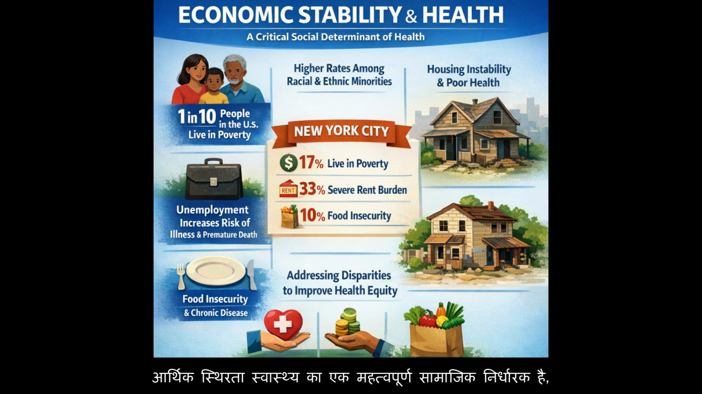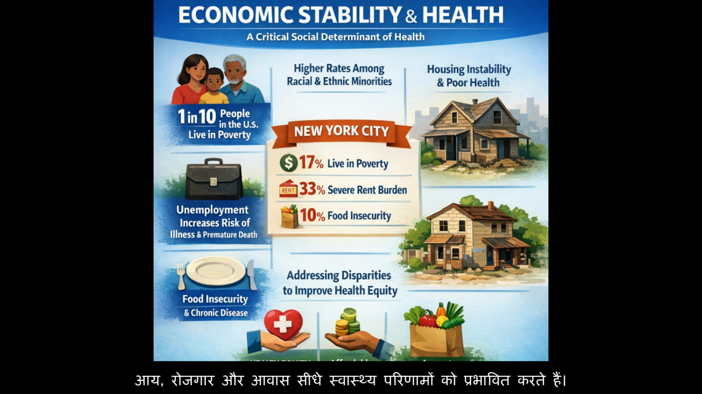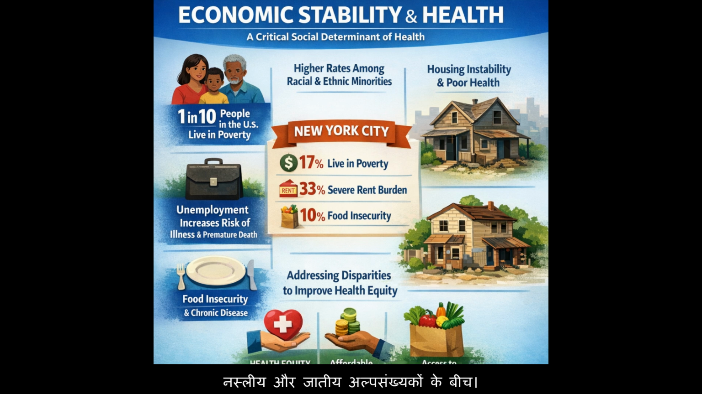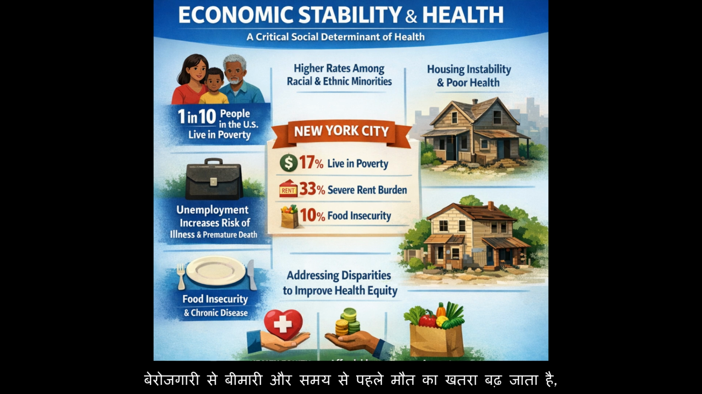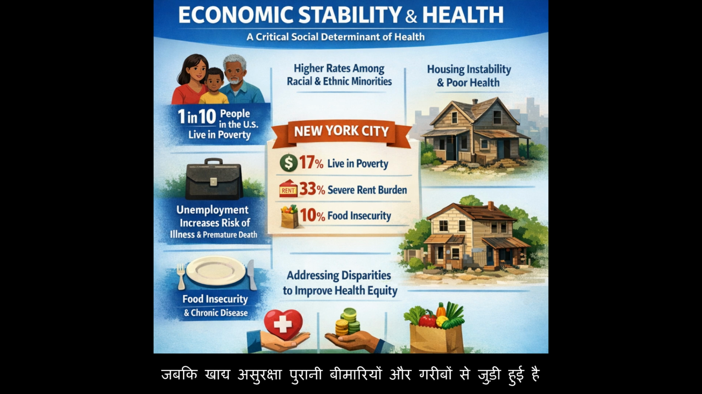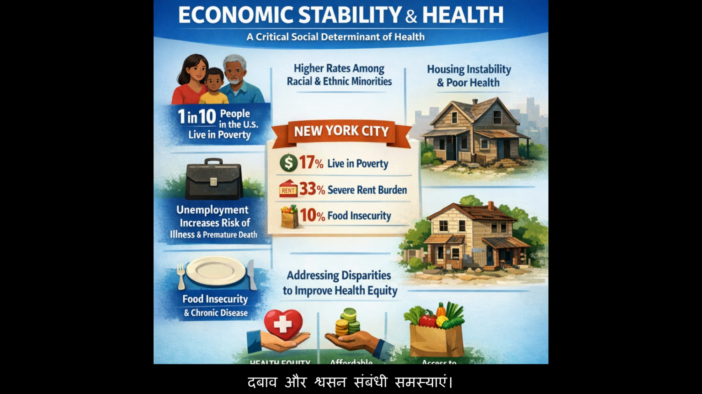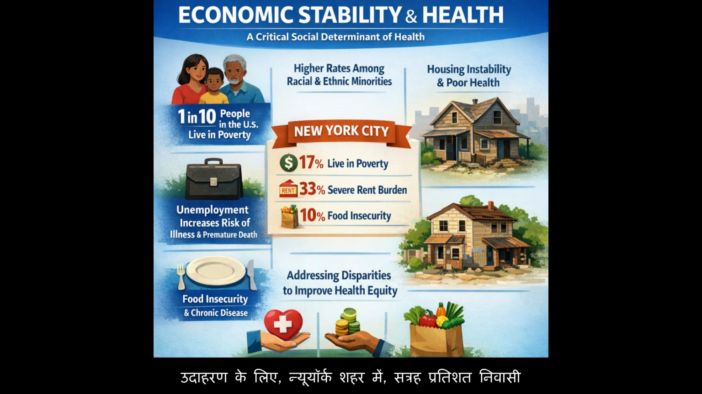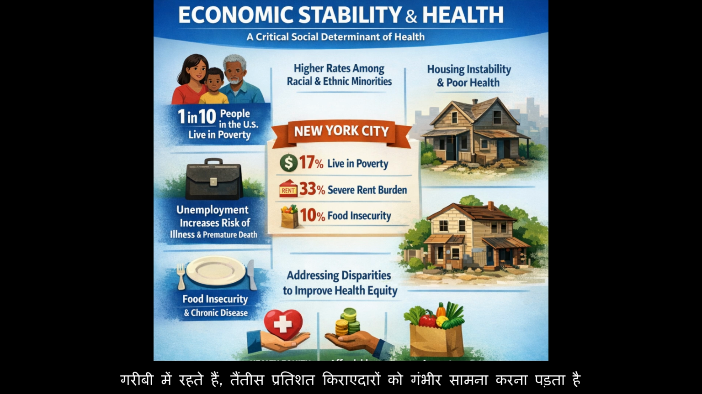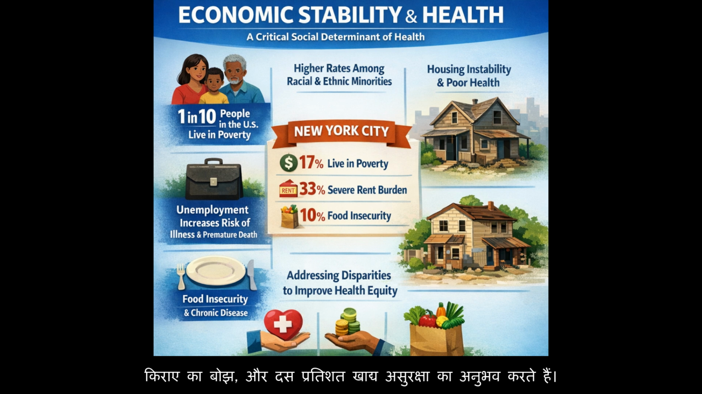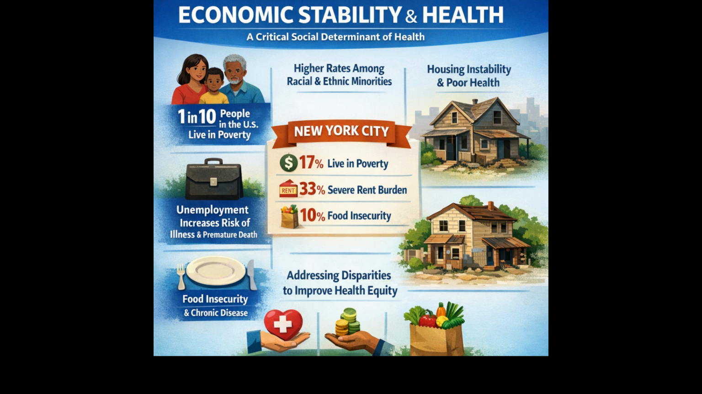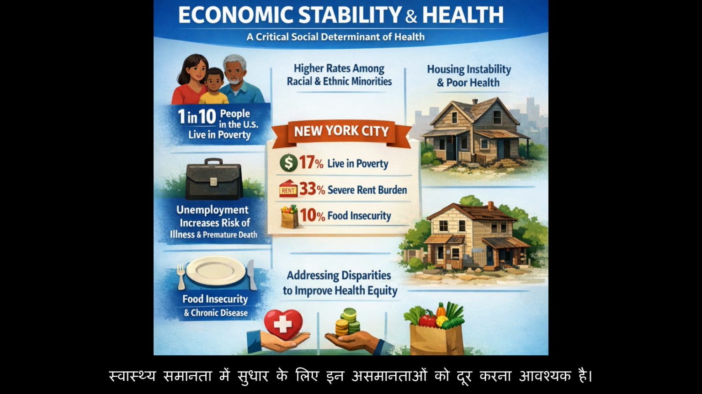Economic stability is a critical social determinant of health, as income, employment, and housing directly impact health outcomes. In the U.S., 1 in 10 people live in poverty, with higher rates among racial and ethnic minorities. Unemployment increases the risk of illness and premature death, while food insecurity is linked to chronic diseases and poor mental health. Housing instability contributes to conditions like high blood pressure and respiratory issues. For example, in New York City, 17% of residents live in poverty, 33% of renters face severe rent burdens, and 10% experience food insecurity. Addressing these disparities is essential to improving health equity.